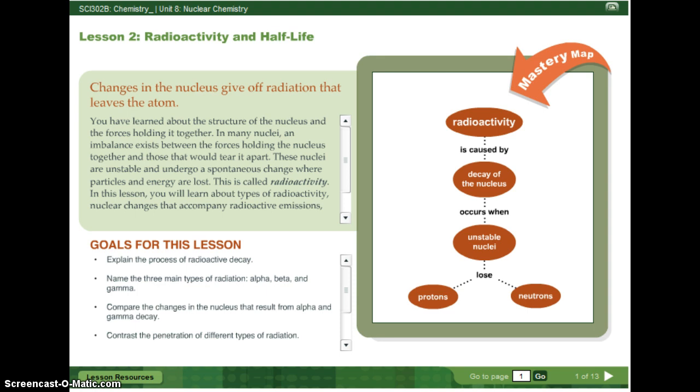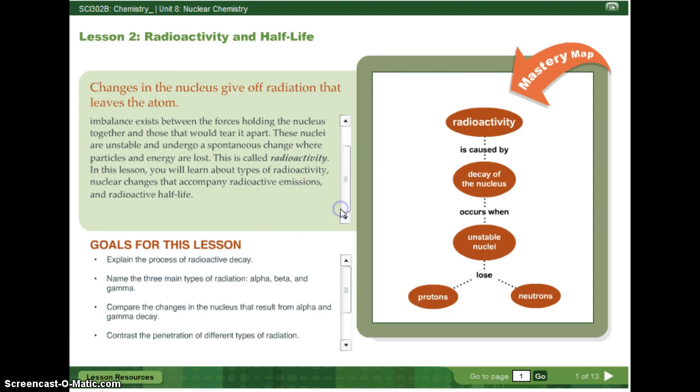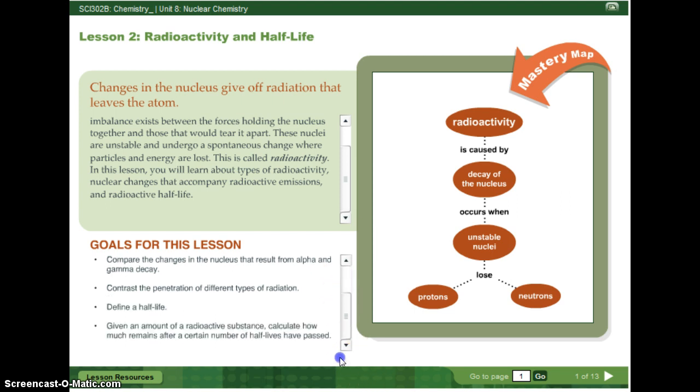This is called radioactivity. In this lesson, you will learn about types of radioactivity, nuclear changes that accompany radioactive emissions, and radioactive half-life. Goals for this lesson: explain the process of radioactive decay, name the three main types of radiation, alpha, beta, and gamma, compare the changes in the nucleus that result from alpha and gamma decay, contrast the penetration of different types of radiation, define a half-life, given an amount of radioactive substance, calculate how much remains after a certain number of half-lives has passed.